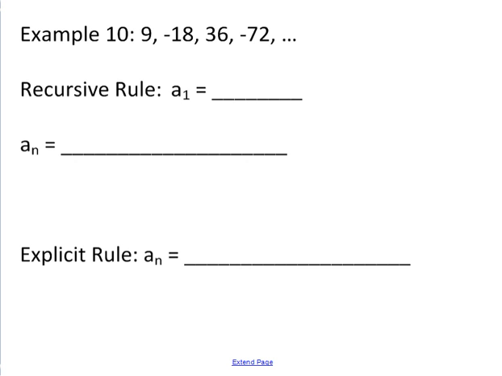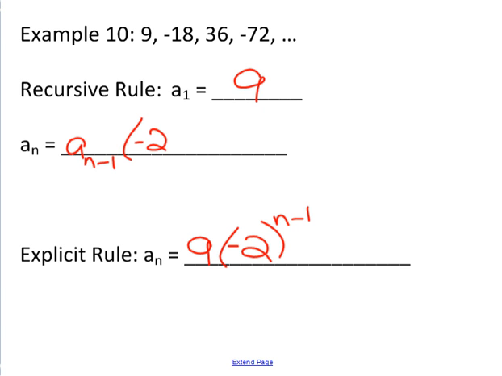All right. Explicit rule. We need the first term, which is 9. We need the common ratio. What are we multiplying by? We're multiplying by -2. Okay. And the recursive rule, what are we doing to the prior term? We are multiplying by -2.